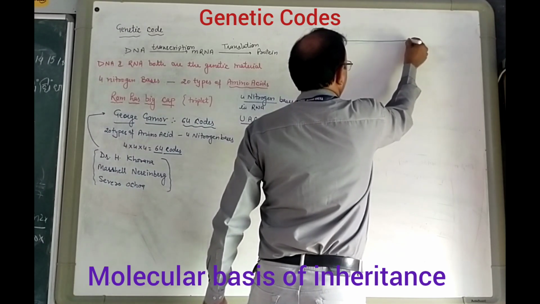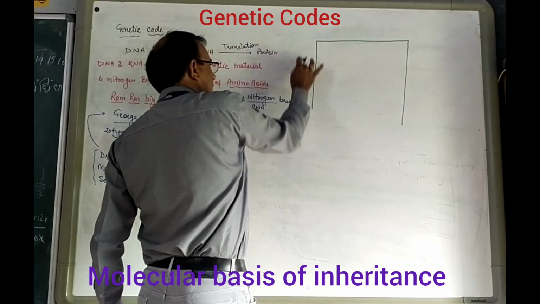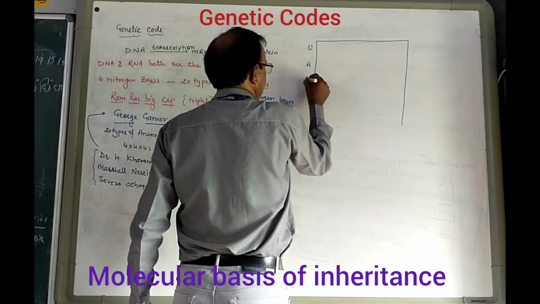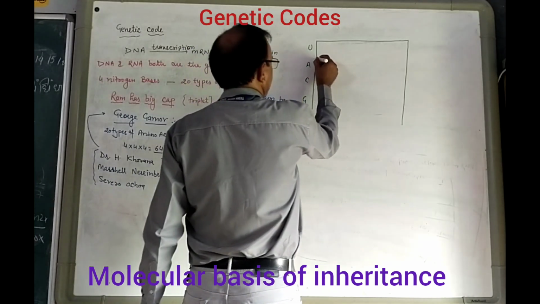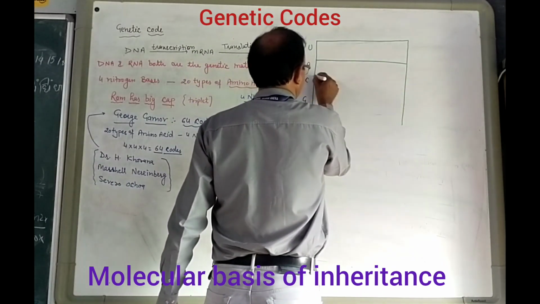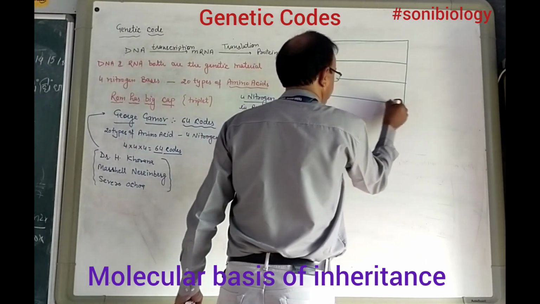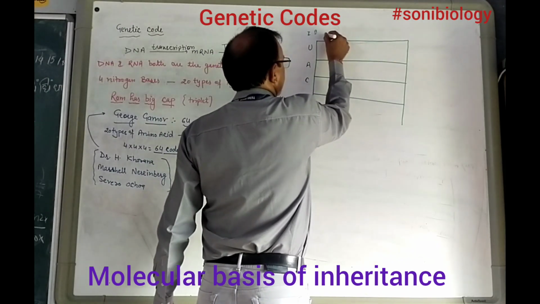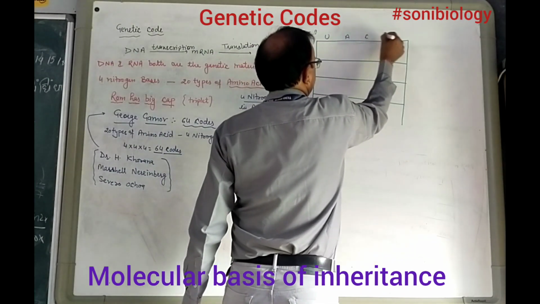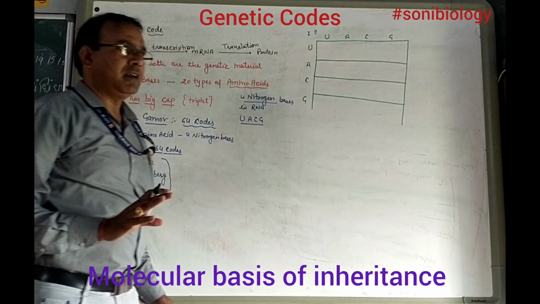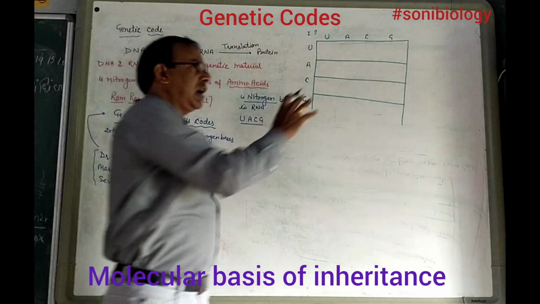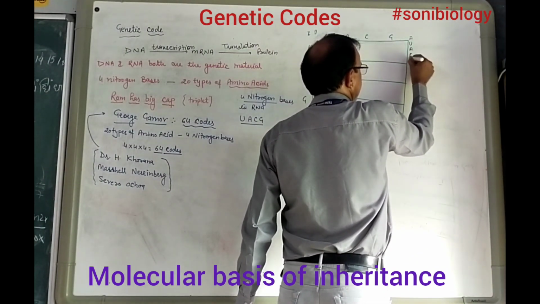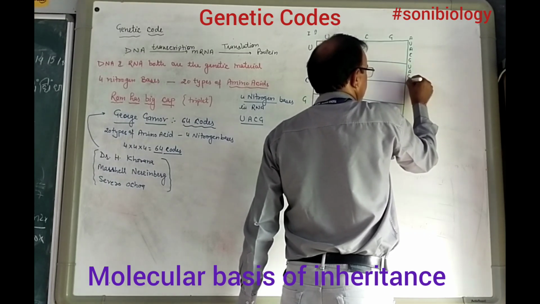We'll make slots. This is the first side from where we will read out the first sequence U, A, C, and G. The other side is here, this one: U, A, C, and G, the same sequence. And they are present in triplet. So the third side we will write here: U, A, C, G, U, A, C, G.